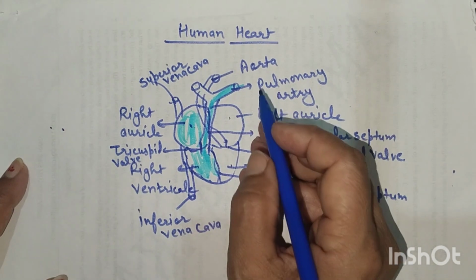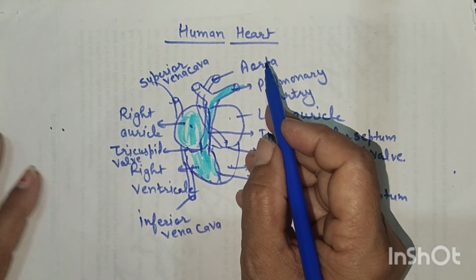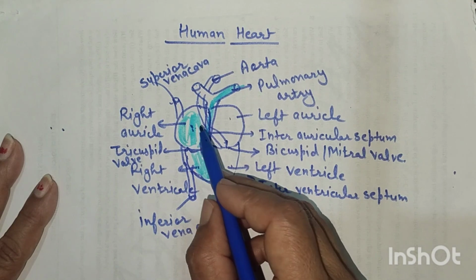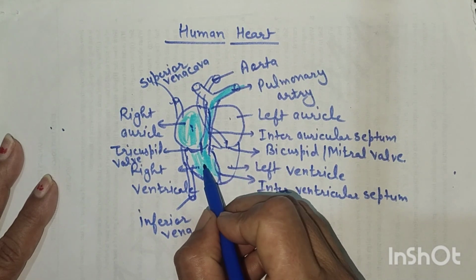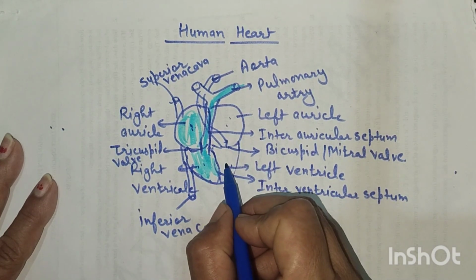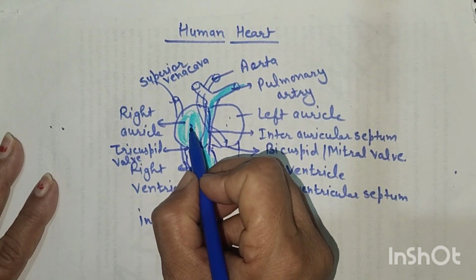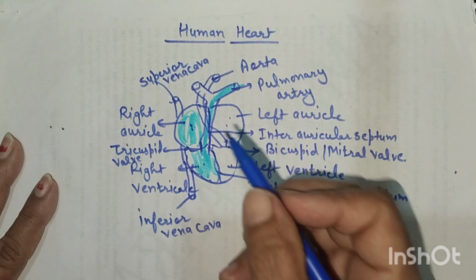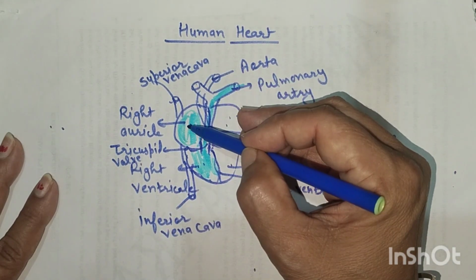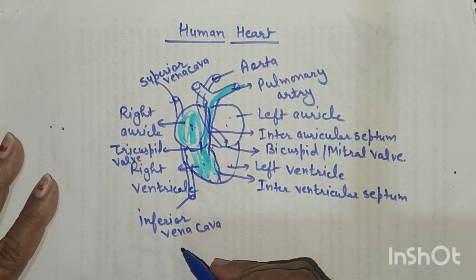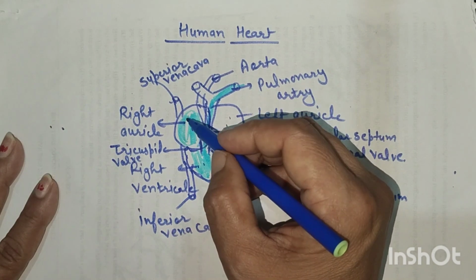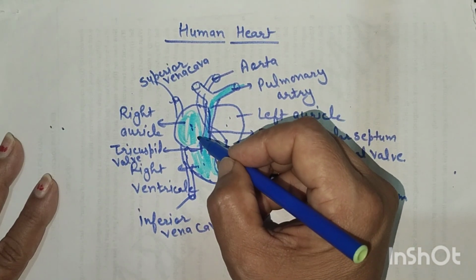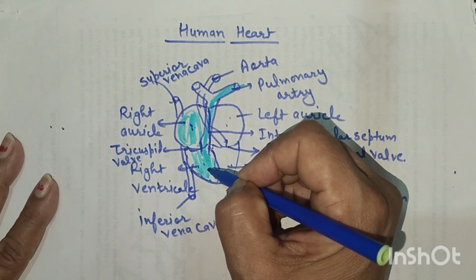We will now discuss transportation in the human heart. The human heart consists of four chambers: right auricle and right ventricle, left auricle and left ventricle. The right auricle receives deoxygenated blood from the superior vena cava, from the upper body, and the inferior vena cava, from the lower body parts. Now this blood goes to the right ventricle.